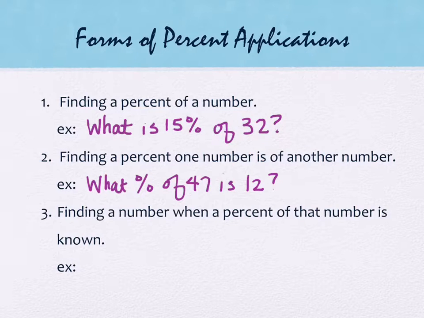All right, the third one. Finding a number when a percent of that number is known. Something like this. Oops. Move it down here. 13 is 45% of what number?